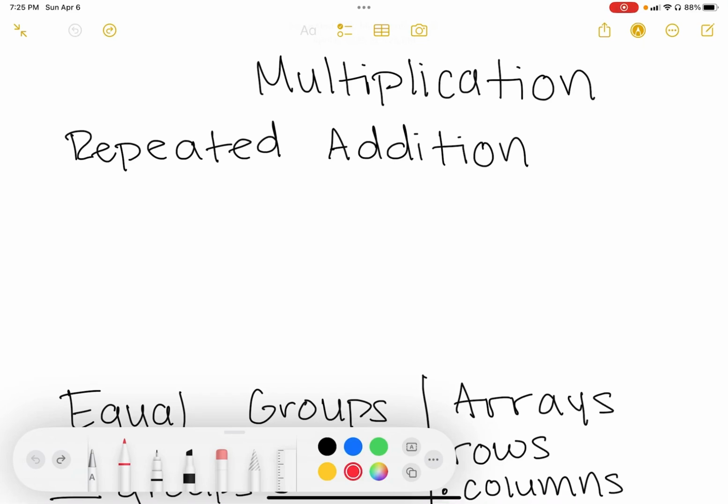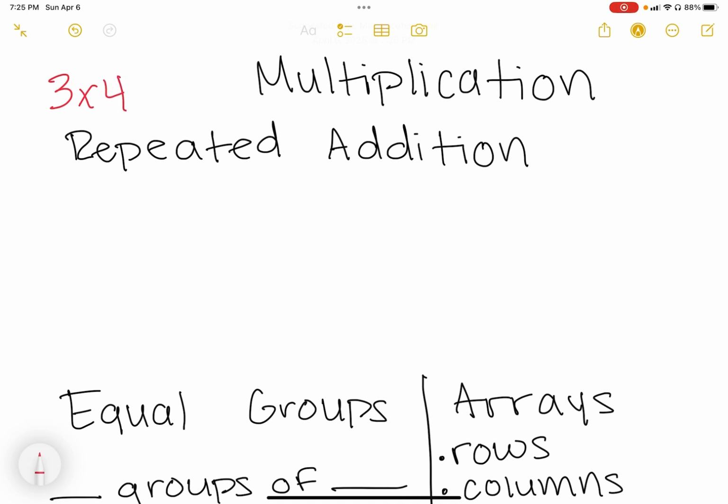This video is just going to be about multiplication. I'm going to talk about the many different ways that you can model multiplication. For each one of these, we're going to be using the expression 3 times 4.